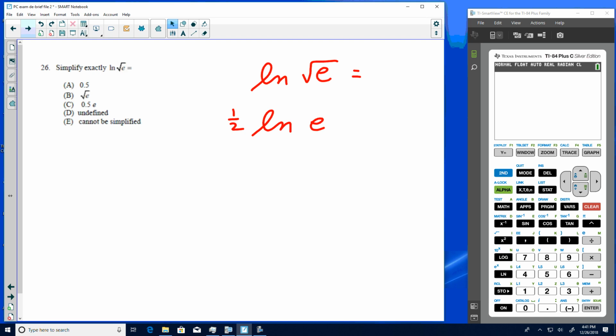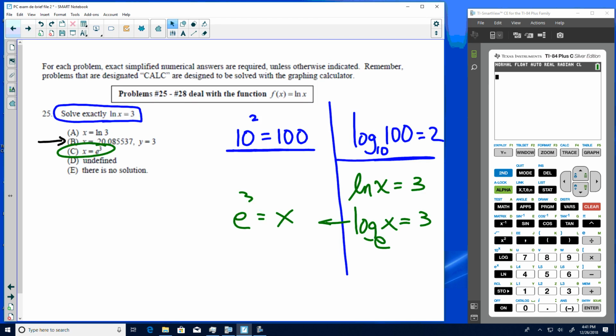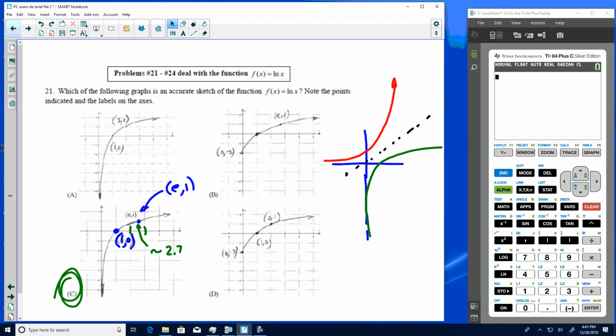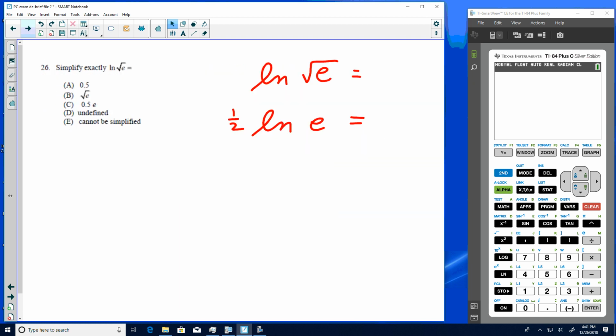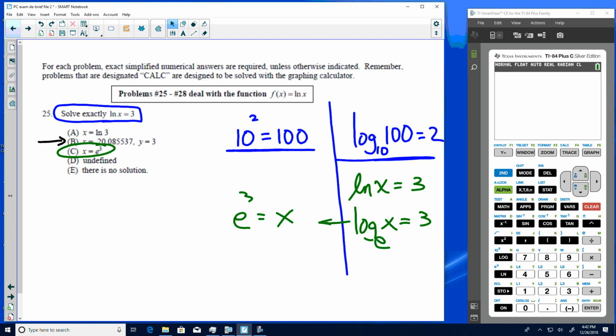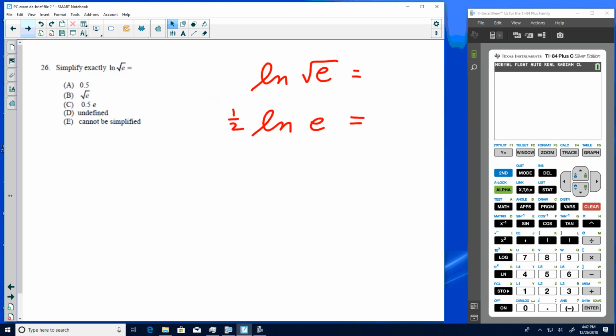And then lastly, to finish it, what is the natural log of E? Well, again, let's go back to the picture. Here was the picture. And we noted that this dot is an important dot. If X is E, then the log of that is 1. So the natural log of E is 1. And you needed to know that fact to clean this up a little bit. Okay, so we got to this stage. And then the natural log of E is simply 1. So we have 1/2 times 1, which is 1/2.